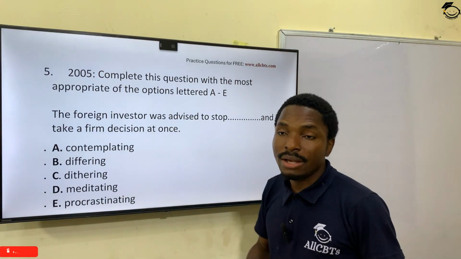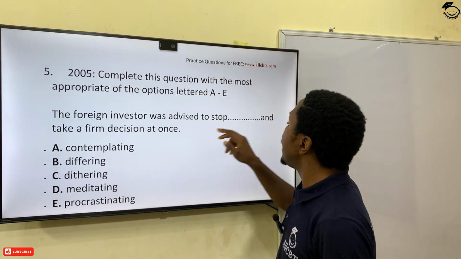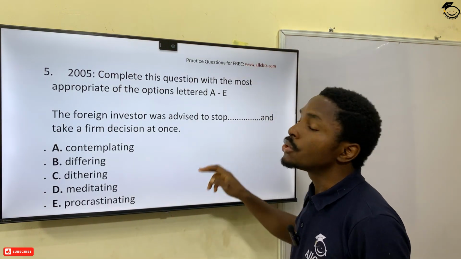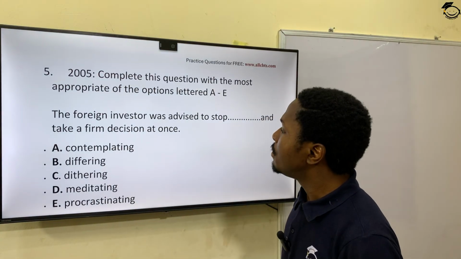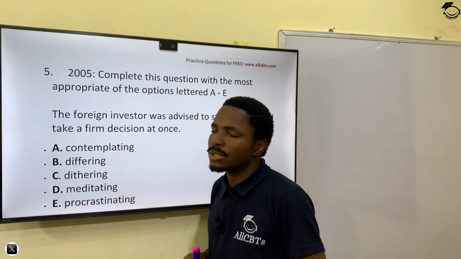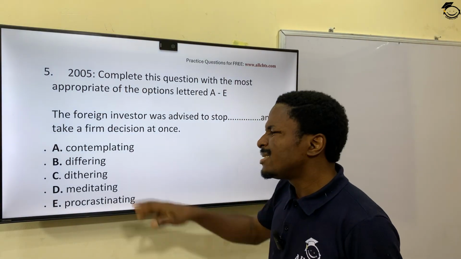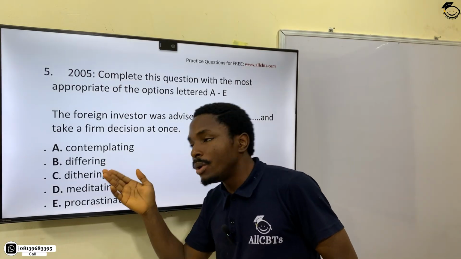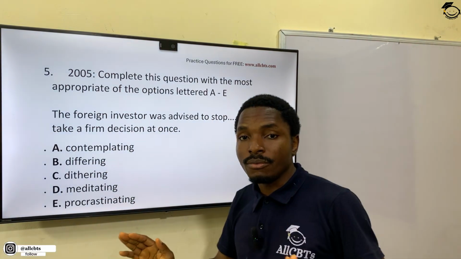Let's put them in one after the other. The foreign investor was advised to stop contemplating and take a firm decision at once. No. Okay, contemplating won't be the right word. Why? Because contemplating means discussing, reasoning, thinking, right? And it's not even the most suitable word for this.